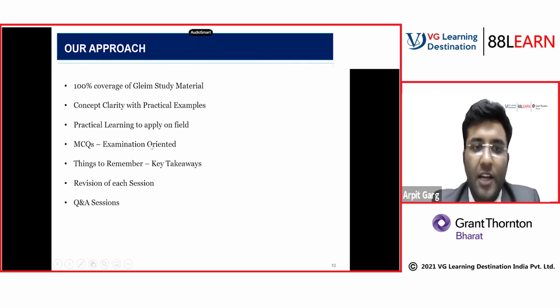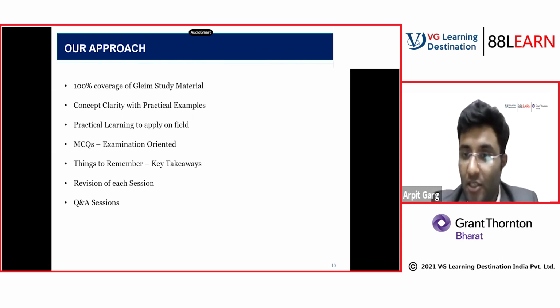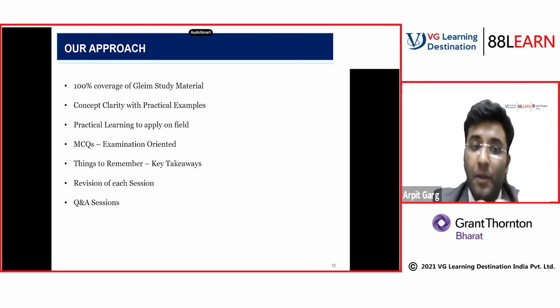Okay, folks. So I'll continue. Now the next slide is our approach. What is our approach that we are going to cover for going through the session series for completing the CIA Part 1? So folks, we'll be doing 100% coverage of the GLEIM study material. We'll read each of the content that is mentioned in the GLEIM book. Then we have the concept clarity with the practical examples. So when we are going through the content, we will take a lot of practical examples.